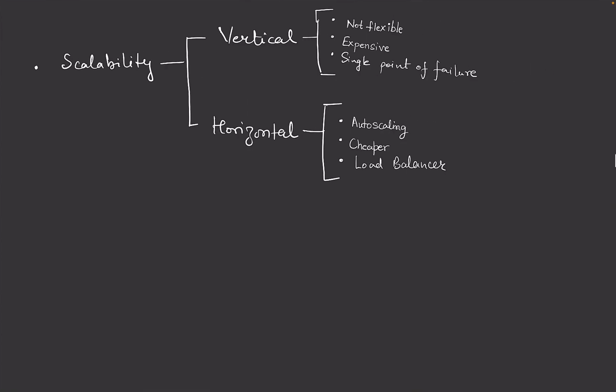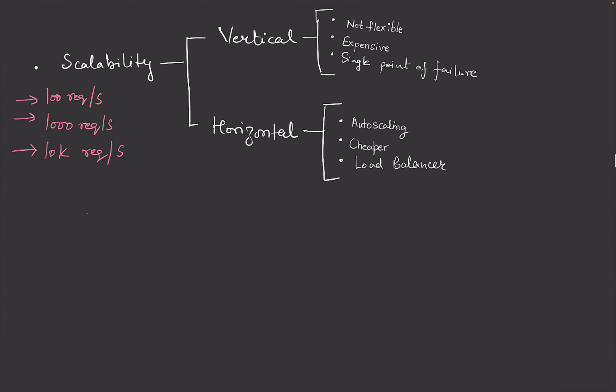So what do we mean by scalability? Let's say you were getting 100 requests per second, and suddenly your website became very famous and it started getting 1,000 requests per second. And after some time it became even more famous and it started getting 10,000 requests per second. So scalability means as the amount of workload increases on your server, how do you handle it? There are two ways you can deal with it: vertical scalability and horizontal scalability.